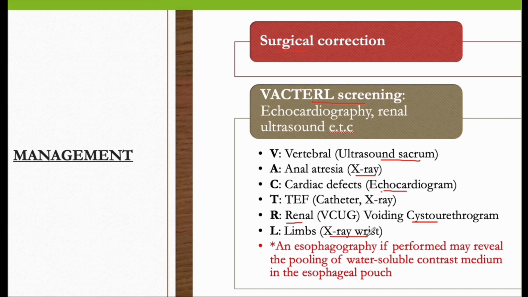So it's also to say that whenever you are having a patient with anal atresia, cardiac defects, or any of these, you also have to screen for TEF with a catheter, enteric tube, or the X-ray. All these abnormalities are usually coexistent, so if you find one, you have to screen for the rest. Lastly, if you do an esophagography, it may reveal the pooling of water-soluble contrast medium in the esophageal pouch. So kindly take note of that as well.